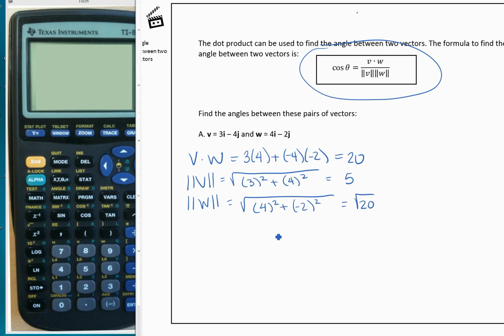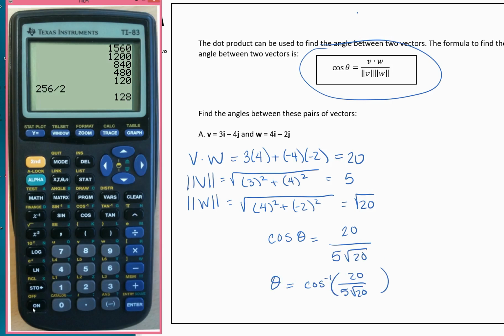So we're going to set this up. We'd say cosine of theta is equal to 20, v dotted with w, over 5 square root of 20. That's our length of v times our length of w. Now, to solve this, we're going to take cosine inverse of both sides. So theta will be cosine inverse of 20 over 5 square root of 20.